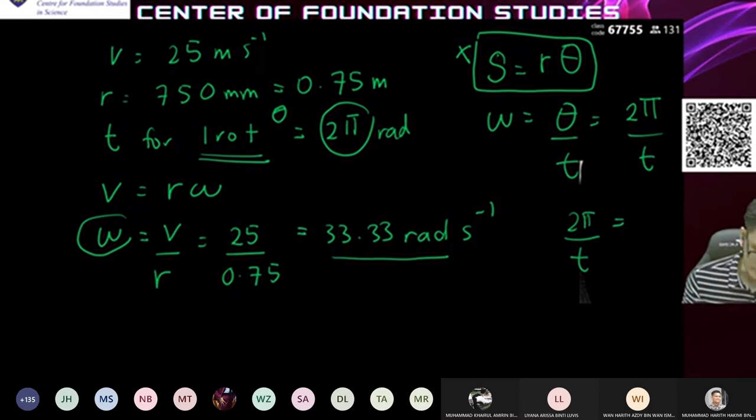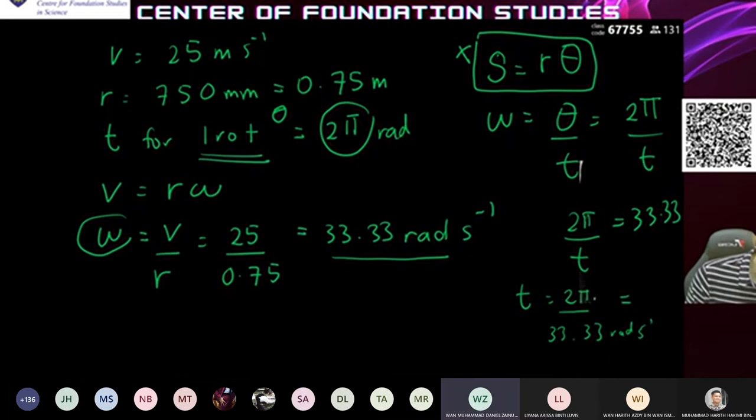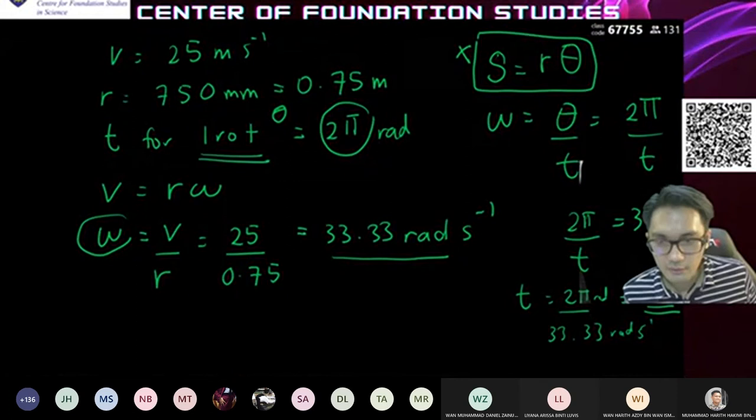It is 33.33 and the time is 2 pi divided by 33.33. So the answer is 0.19 seconds. Okay, faham eh? Faham. Alright, good. So kita pergi the last question before we end our lecture.